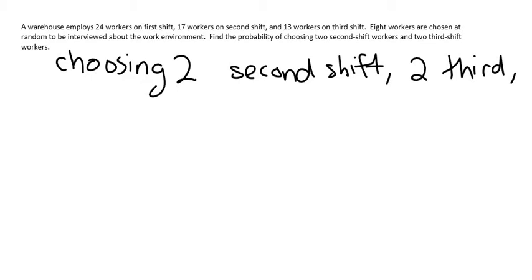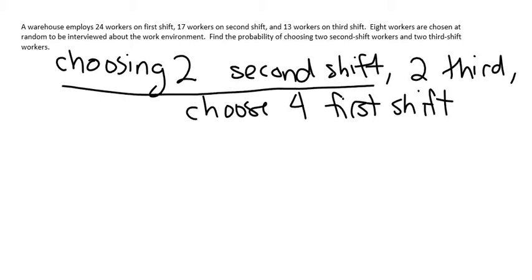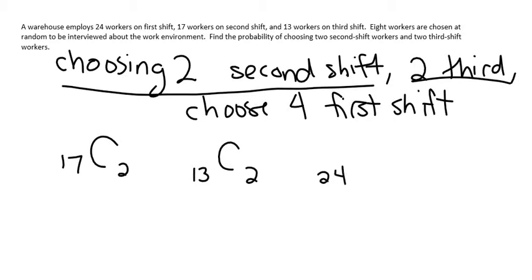So we need to also look at how to choose 4 first shift. And we're going to use combinations for each of these. So choosing 2 from the second shift means that we have 17 on the second shift. We're choosing 2. 2 from the third shift means that we have 13. We're choosing 2. And 4 from the first shift means that we have 24, and we're going to choose 4.